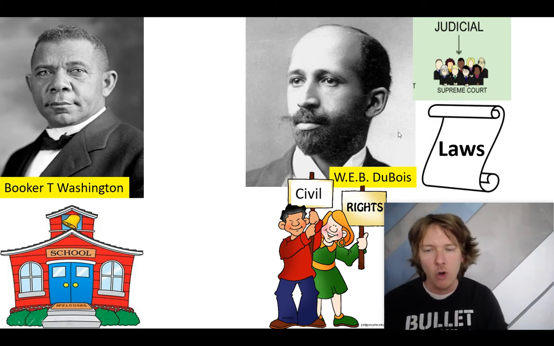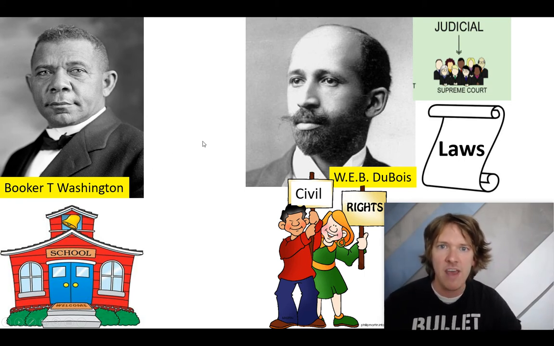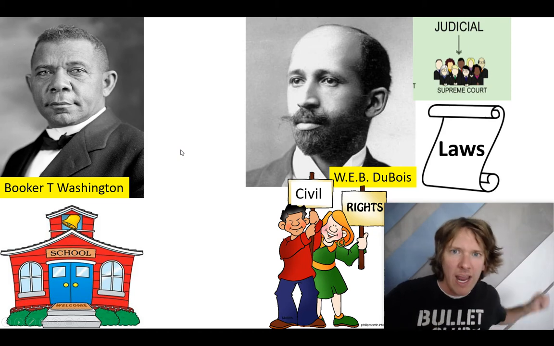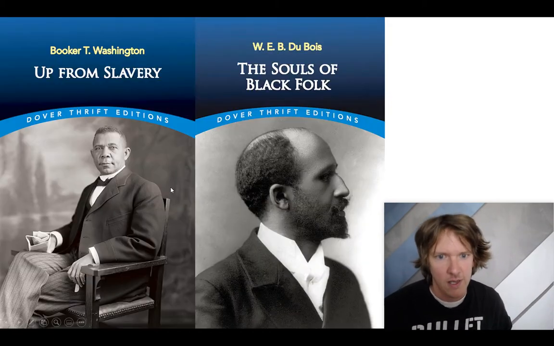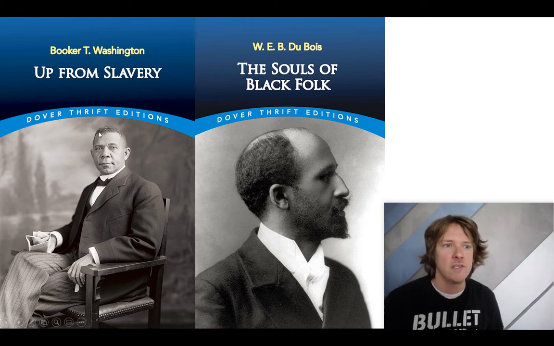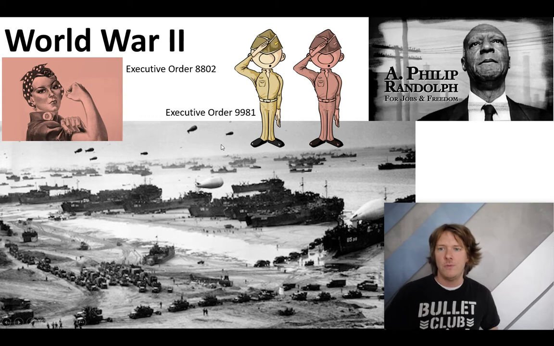So you have a political activism perspective with W.E.B. Du Bois, and then you have Booker T. Washington, which is a more long game of education, training. Both valid points. Both have excellent books: Up from Slavery, The Souls of Black Folk. Read them both, please.